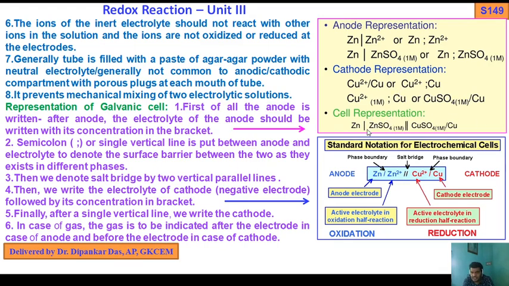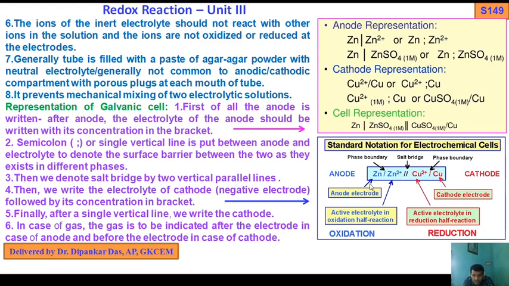In the cell representation, zinc is first, as the anode, then metal ions, then metals. A single vertical line is the phase boundary, and the double vertical lines are the salt bridge. So this is the standard notation for an electrochemical cell: phase boundary, salt bridge, and phase boundary.